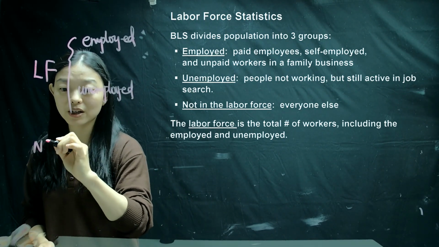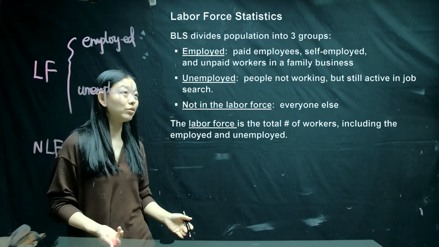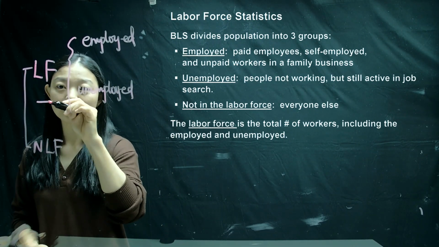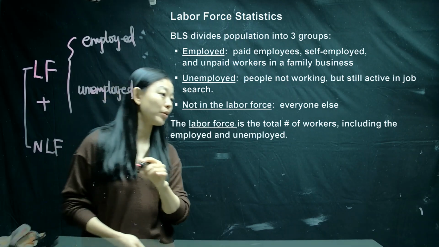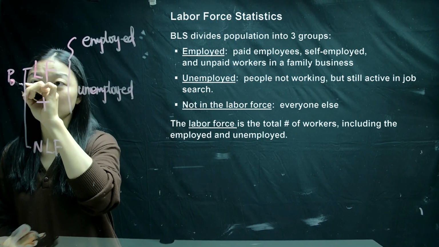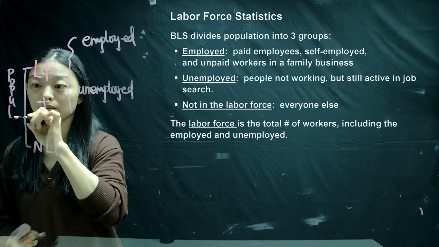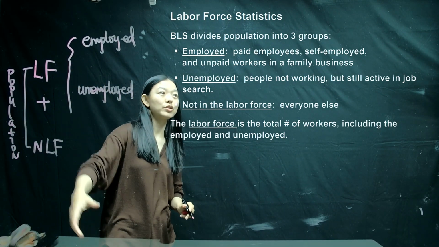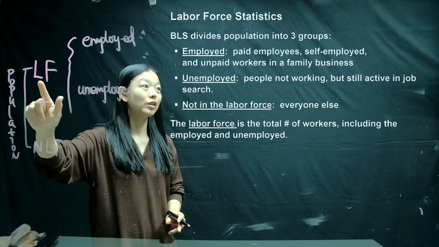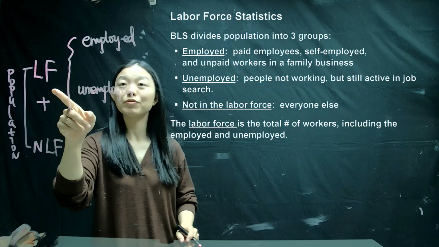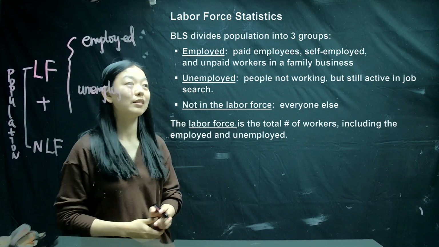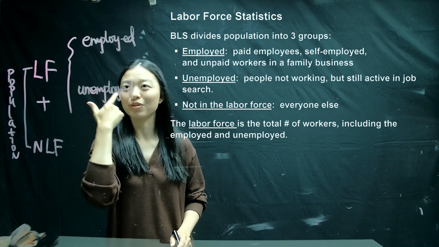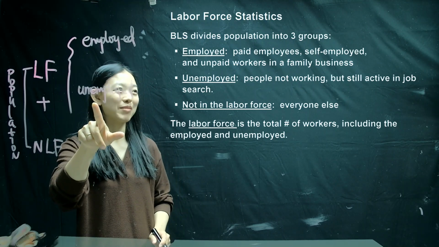There are some people who are not in the labor force. Those people not in the labor force plus the labor force make up our total population. So the total population includes two categories, labor force and not in the labor force. The labor force includes two groups, employed and unemployed.